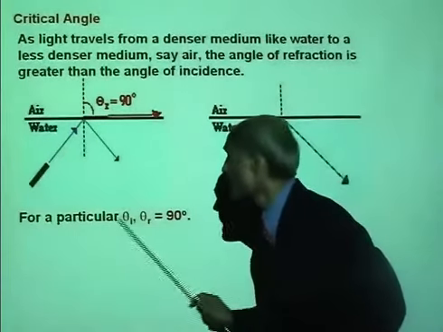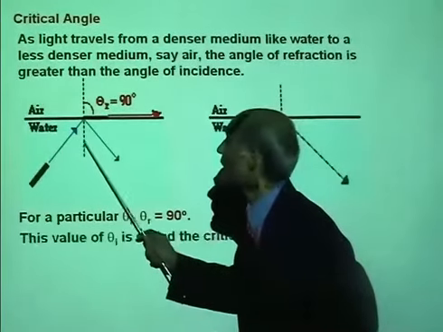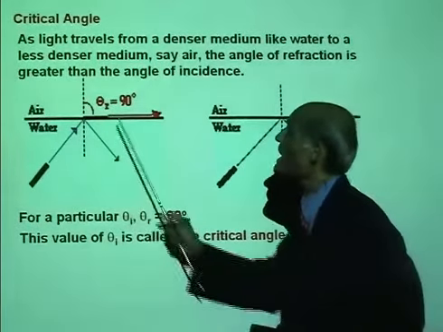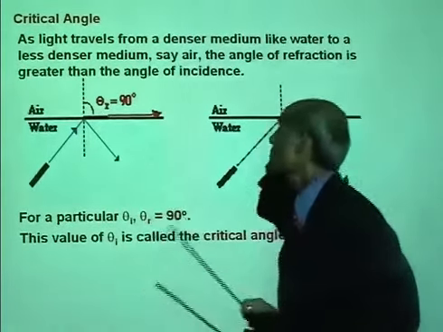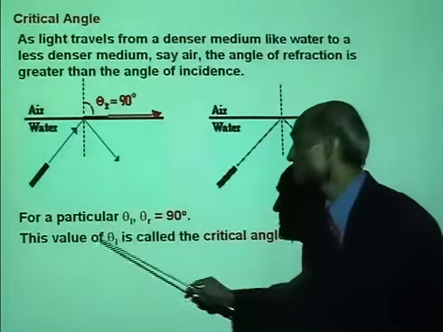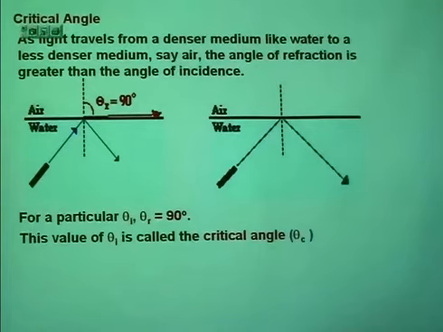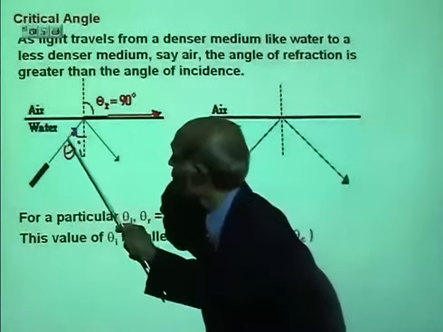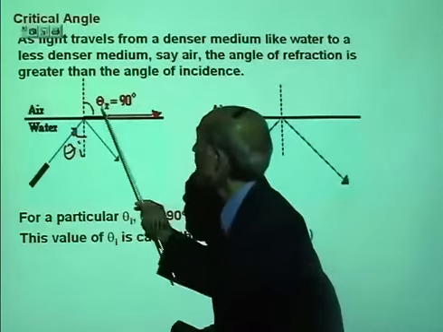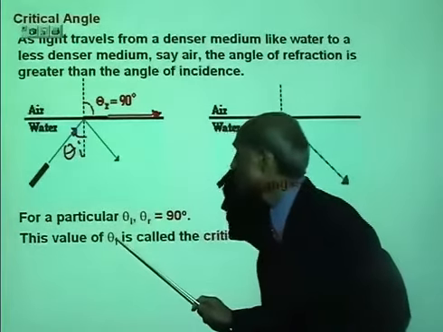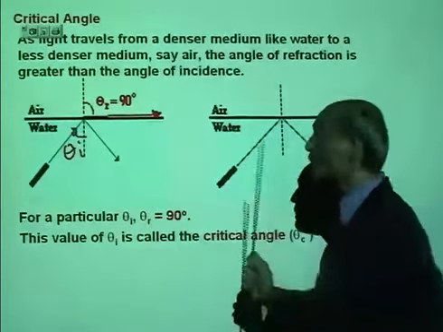Now, for a particular angle of incidence, theta I, you see, if this is theta I, theta R will be 90 degrees. And this value of the angle of incidence, well, that is your theta I. Let me write that for you. So for a particular angle of incidence, theta I, the angle of refraction will be exactly 90 degrees. And that particular angle of incidence is called the critical angle.